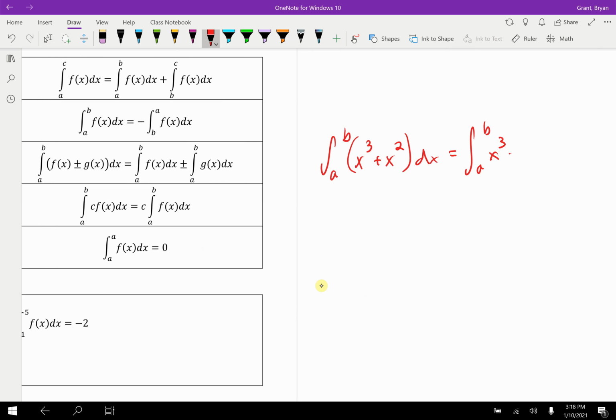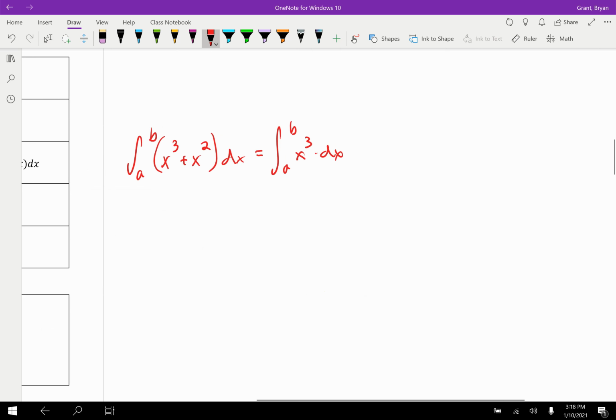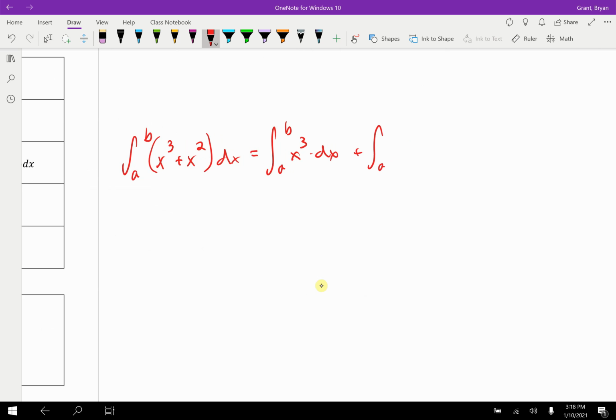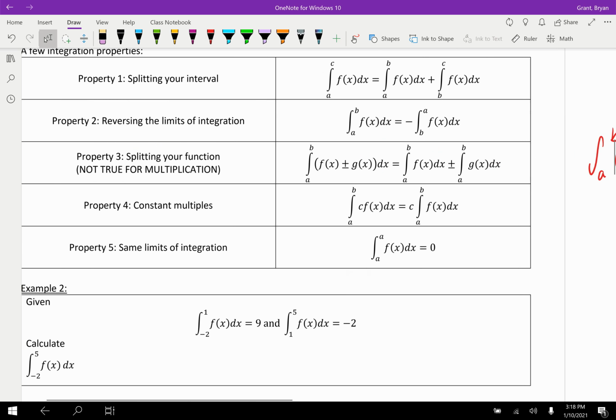Why don't you just graph the equation x cubed, because you know what that looks like, I hope, and then also graph the equation x squared, and if you find the area under this one and the area under this one and add them together, it's the same as the area of their combined function, of that super function over there. All right, moving on through.